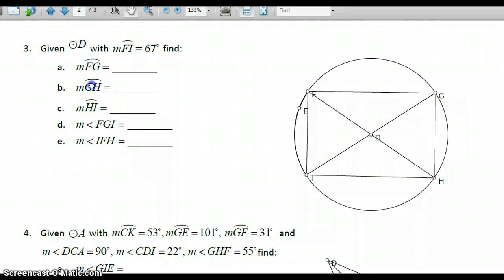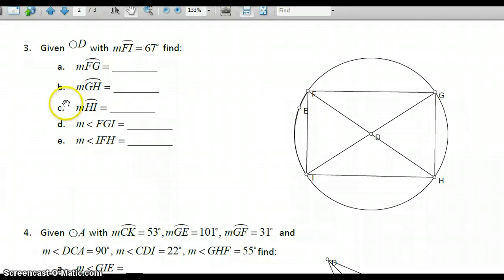Given circle D with the measure of arc FI, let me draw that in. The measure from F to I is, this is the arc here, 67, and that's all the way to F. It's not just E. Find FG. Now it looks like I'm supposed to believe that this is a rectangle, but maybe not. I know these are both diameters. Oh wait, if they're both diameters, I think that is a rectangle. Let's investigate here.